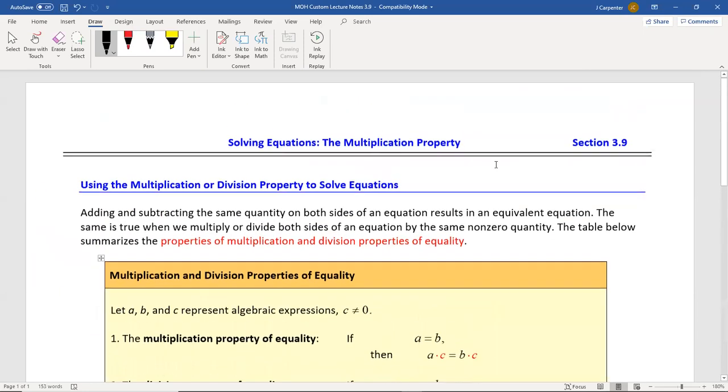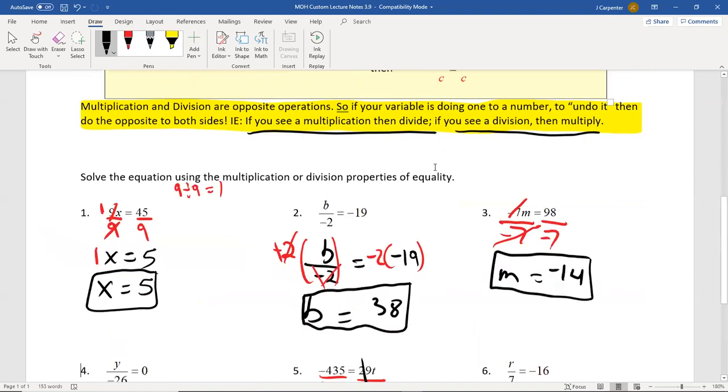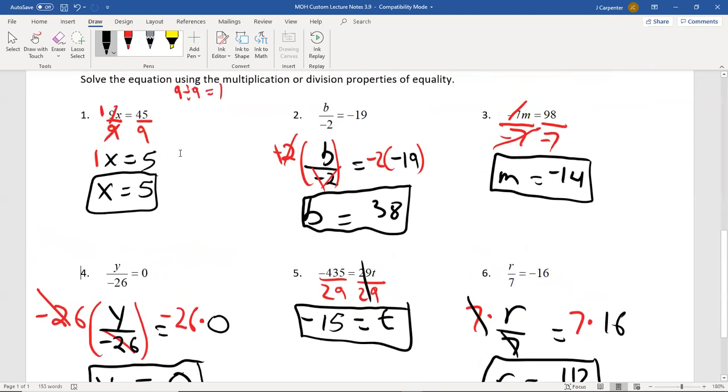So there's nothing too crazy in this section, quite honestly. That's it. That's all we really see. You see a multiplication with your number and your variable, divide by the number paired with the variable. If you see a division with a number and a variable, multiply both sides by the number paired with the variable. If it was a negative, use the negative. If it was a positive, use the positive.